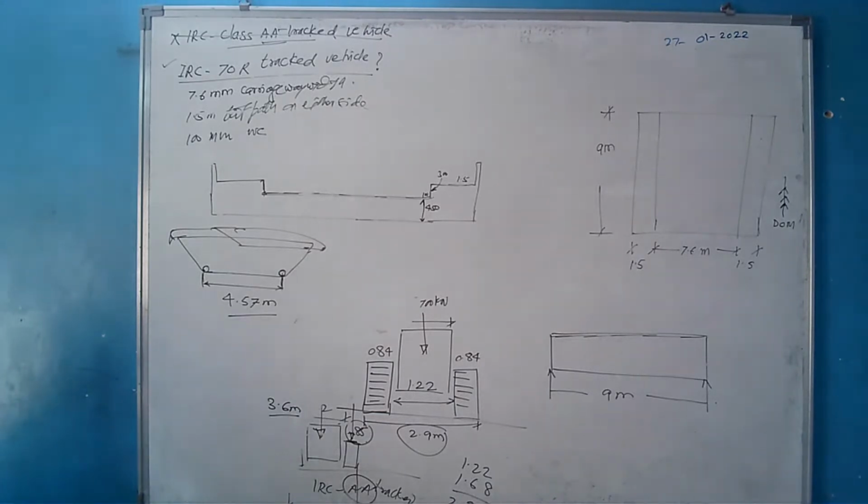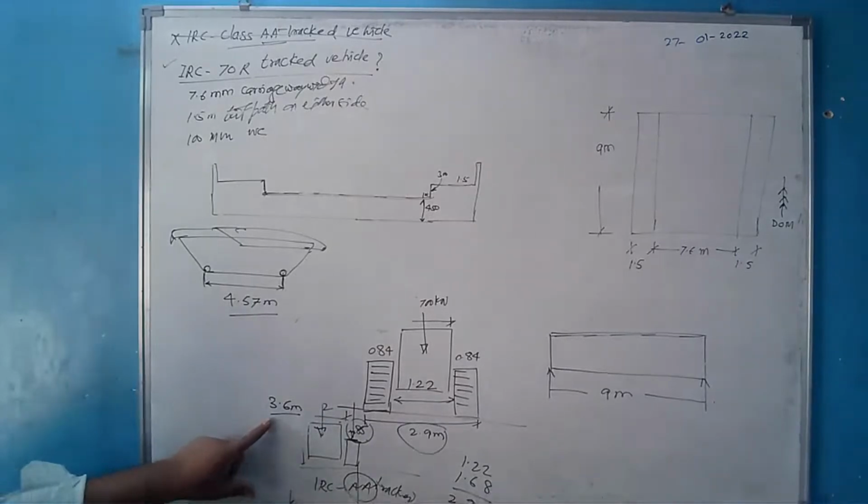Will someone please answer whether the imposed load will be same or different, the intensity of imposed load on the bridge when the IRC class A tracked or IRC 70R vehicle is passing. In which case the intensity of load will be more? Will the intensity of load be the same on the bridge in both cases? Will someone answer?